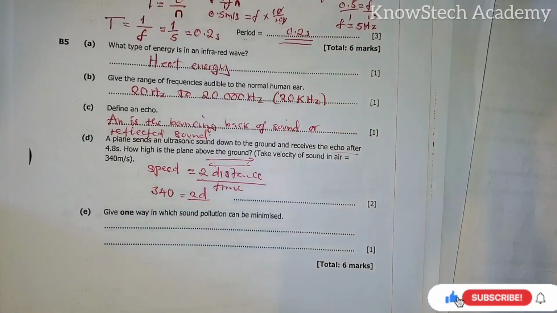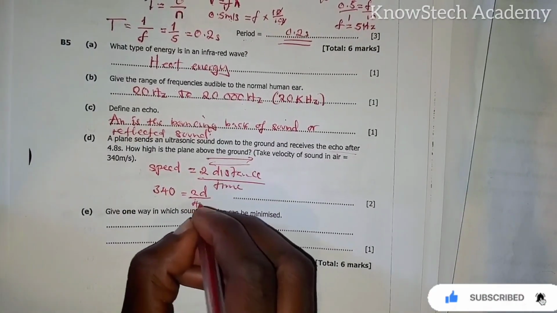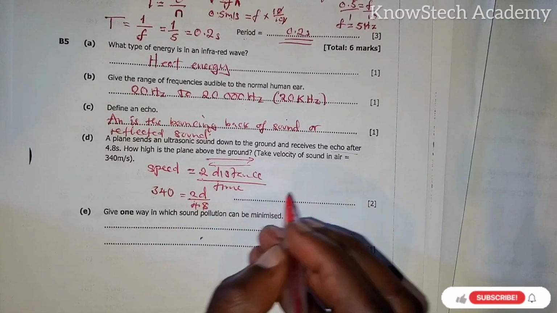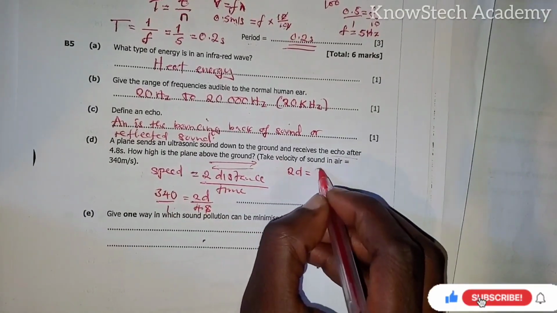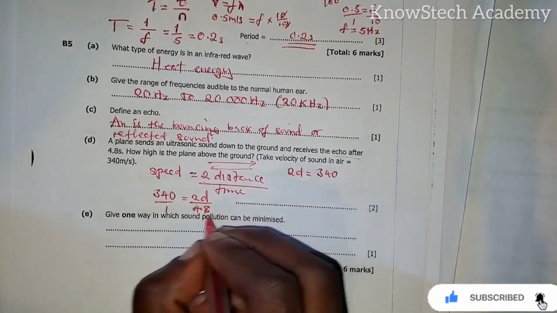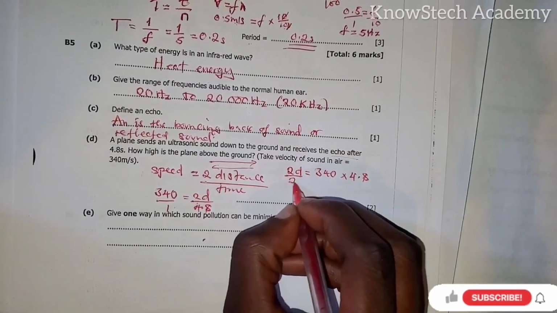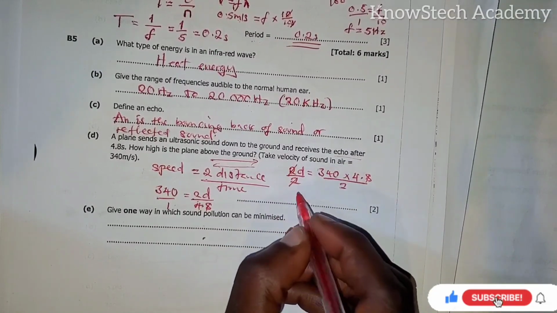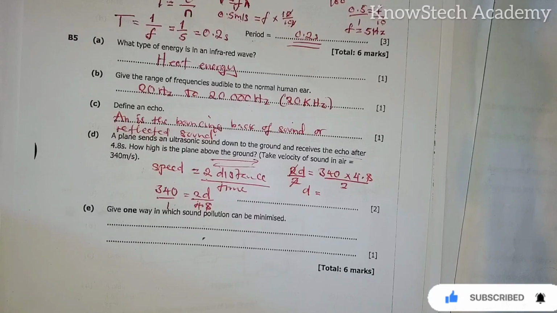The time taken is 4.8 seconds. When you cross multiply here, you say over 1. So we're going to say 2d is equal to 340 multiplied by 4.8. So divided by 2, this 2 and this 2 cancel. Therefore, distance is equal to, let me punch this on the calculator.